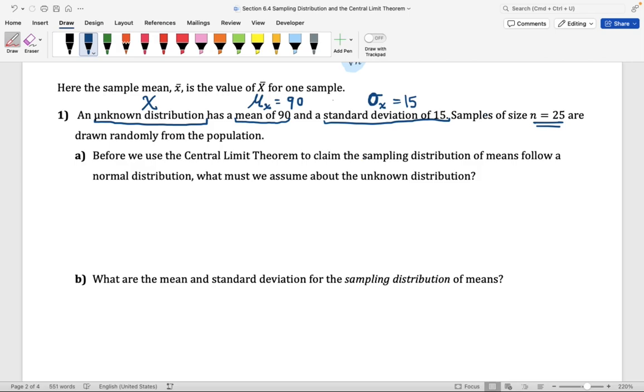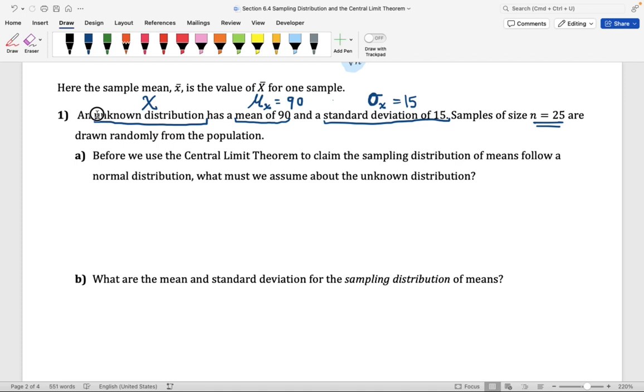Now, the central limit theorem says that if x follows a normal distribution, we can apply the central limit theorem. Or if the sample size is 30 or greater, we can apply the central limit theorem. Here, we would not be able to apply the central limit theorem. Why?